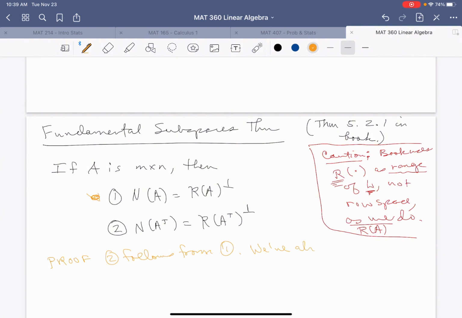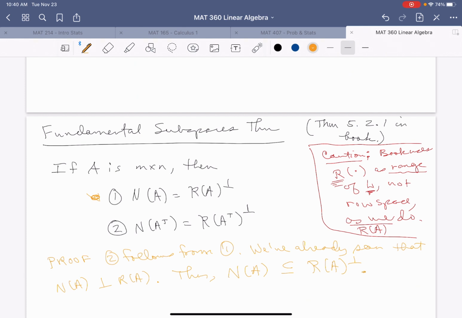Okay, so we've already seen that the null space of A and the row space of A are orthogonal. Thus, the null space of A is certainly a subset of the orthogonal complement of the row space.